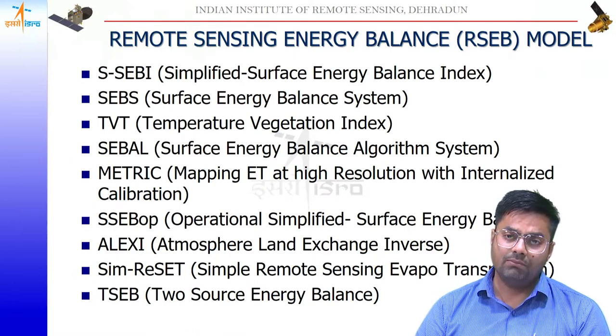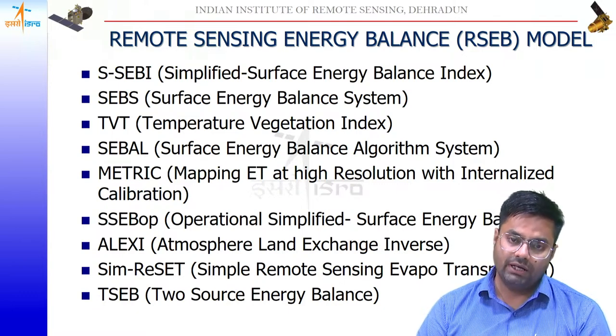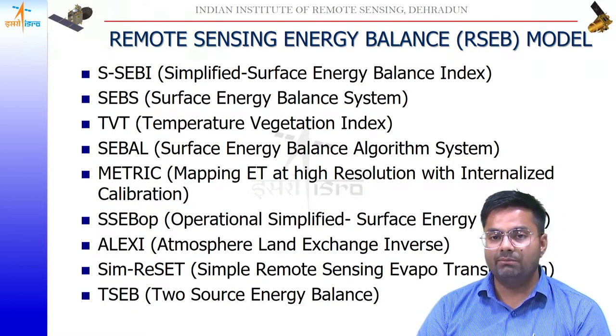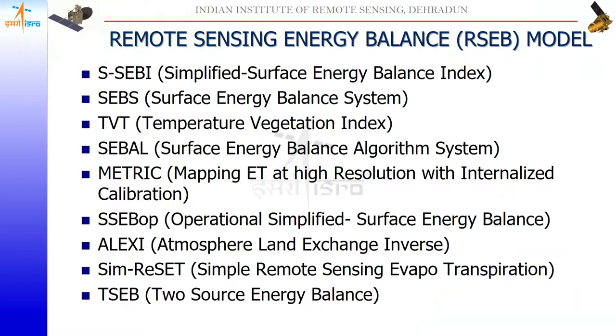In the same way, a number of models are there, classified in terms of one source model and two source model. So how can we determine what is the one source model and what is the two source model? Although I only listed here the number of models, starting from one source model to two source energy balance model. So what is the difference between one source energy balance and two source energy balance model? One source energy balance model computes the evapotranspiration combinedly, while the two source energy balance model separately estimates or computes the evaporation and transpiration.